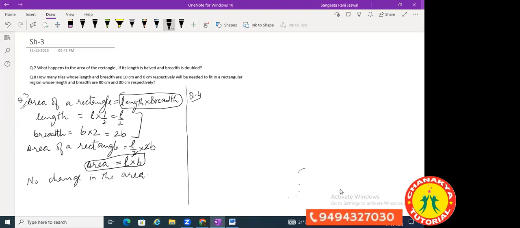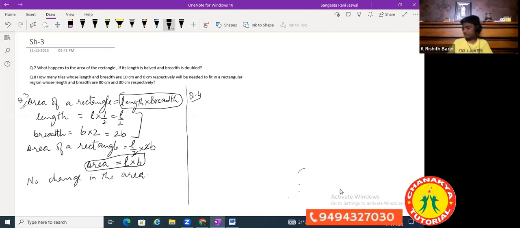Okay, now see this next question. How many tiles whose length and breadth are 10 centimeter and 6 centimeter respectively will be needed to fit in a rectangular region whose length and breadth are 80 centimeter and 30 centimeter respectively? Can you do this question, the same tile question, number of tiles? Ma'am, easy, ma'am. Yes, do it.